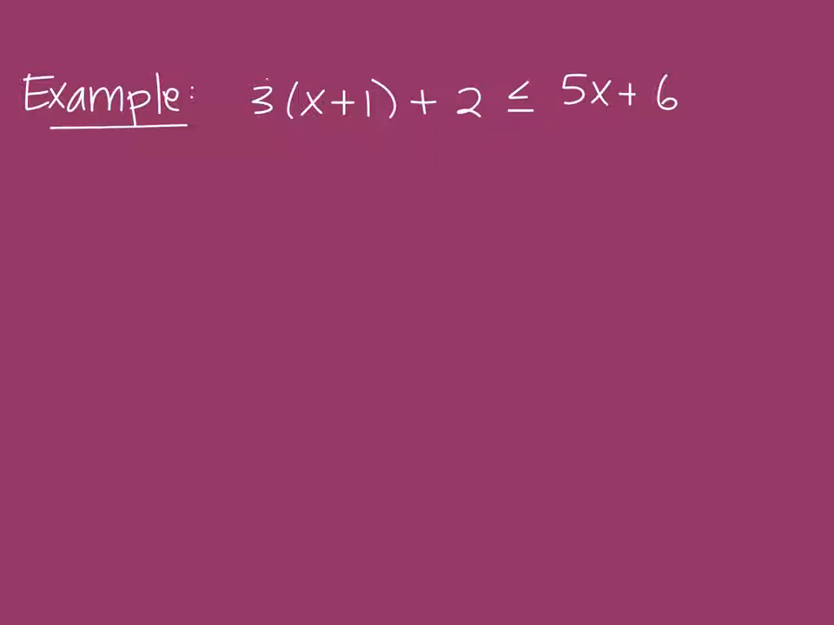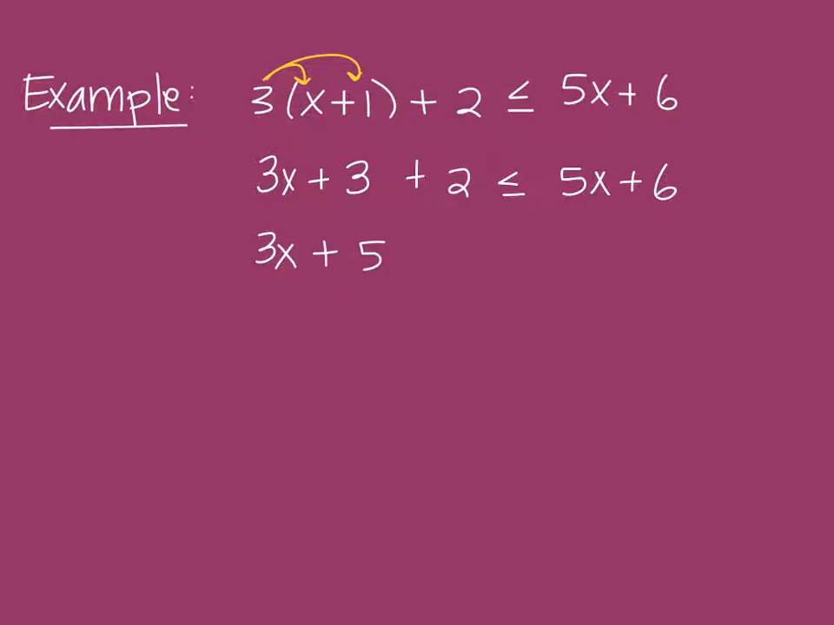So we're going to start this one by distributing. So this is pretty basic math. We'll have 3x plus 3, then plus 2 less than or equal to 5x plus 6. Then you combine like terms. You'll get 3x plus 5 less than or equal to 5x plus 6.